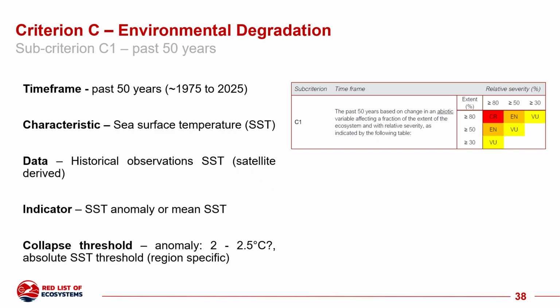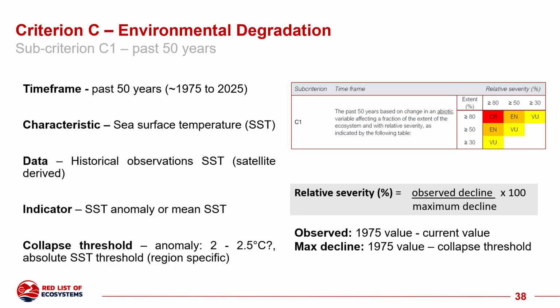Once a collapse threshold is established, the time series can be extended or hindcasted back to the start of the 50-year period, that is 1975. We can then evaluate the degree of temperature increase since 1975 relative to today and the collapse threshold using this formula, and estimate the proportion of coral reefs currently exposed to elevated temperatures. This method is still under development and once finalised will be made available through the code repository.